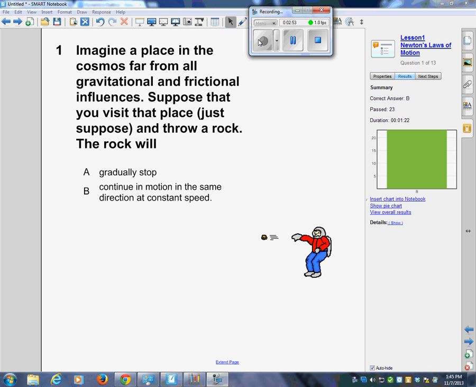Let's take several minutes and go through this. You have the handout. I would strongly encourage you to jot down the correct answer and maybe any supporting notes that would go with it. So, imagine a place in the cosmos far from all gravitational and frictional influences. Suppose that you visit that place and throw a rock. What will the rock do? Continue in motion in the same direction at a constant speed. Why doesn't that happen on Earth? Friction.